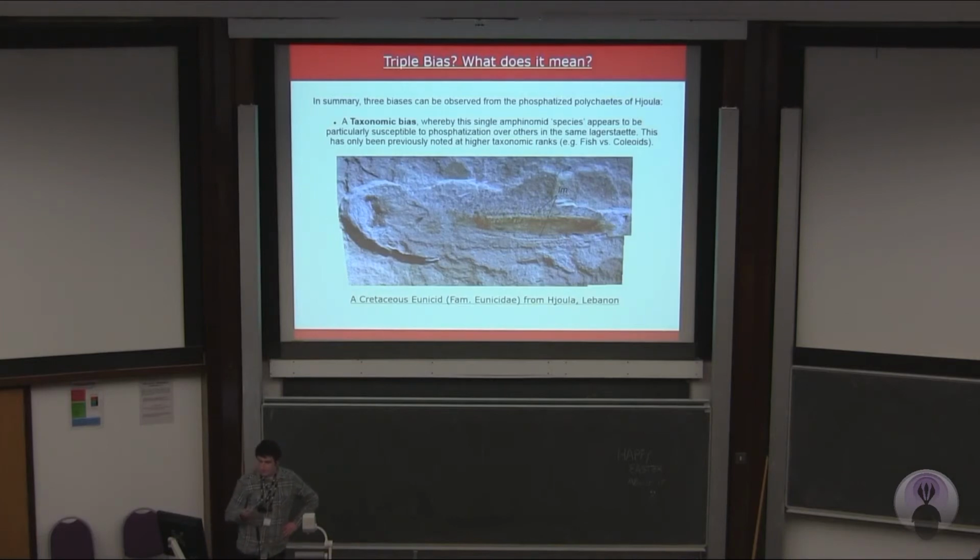So, 3 biases. First of all, we have this taxonomic bias. This is, as you can see, this unicid here, also from Hewler. It has these very poorly preserved longitudinal muscles, which is quite unlike what we have in these other amphinomid fossils. And while this bias has been noted at much higher levels, normally between a paradigm between fish, arthropods, and coleoids, it's never really been noted at this lower level.